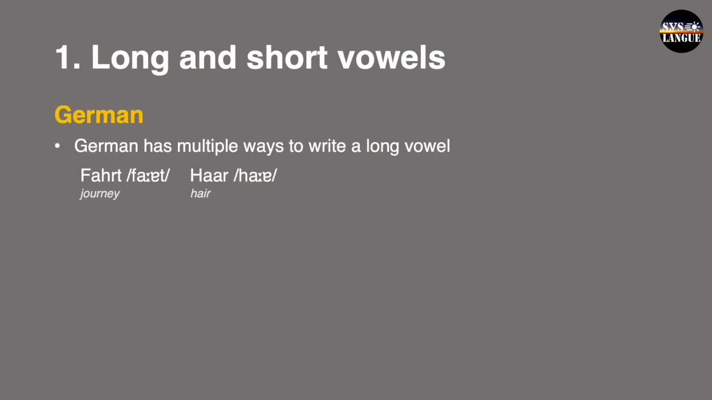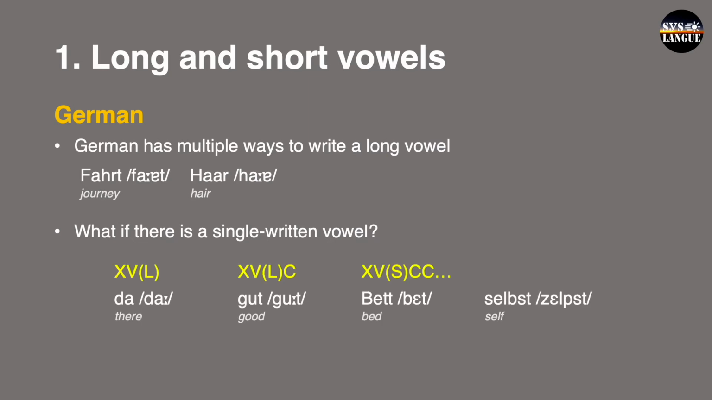Then let's look at German. Firstly, German has multiple ways to write a long vowel, such as adding an H in Fahrt or doubling the vowel in Haar. But in order to compare with Dutch, let's consider what if there is a single written vowel. If there's no consonant or only one consonant after the vowel, the vowel is long, such as da, gut. If there are two consonants or even more after the vowel, it is short, such as Bett, selbst.